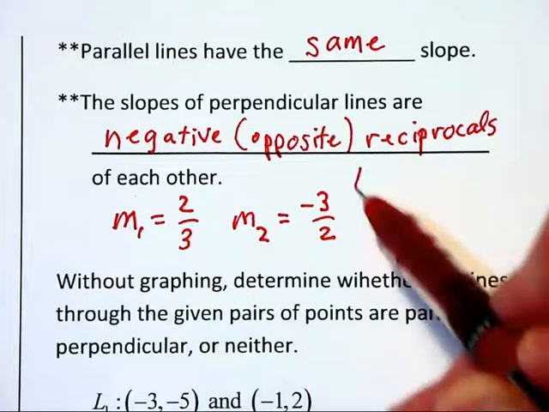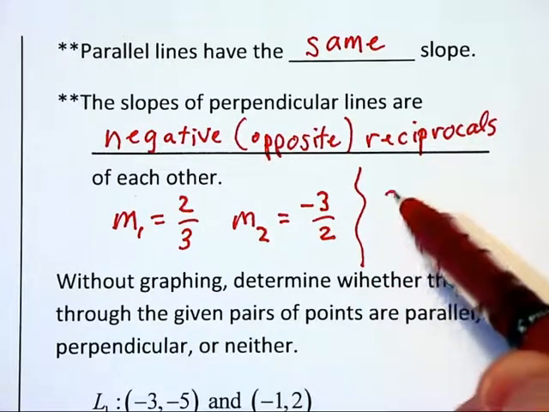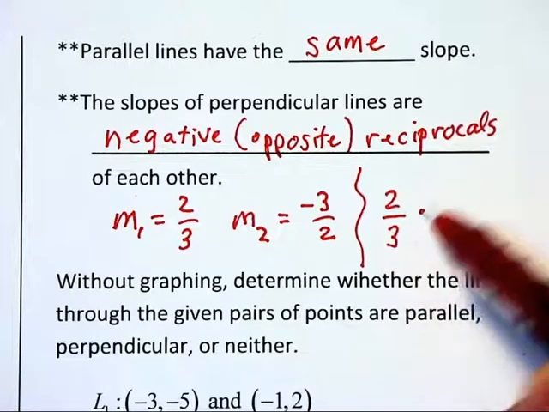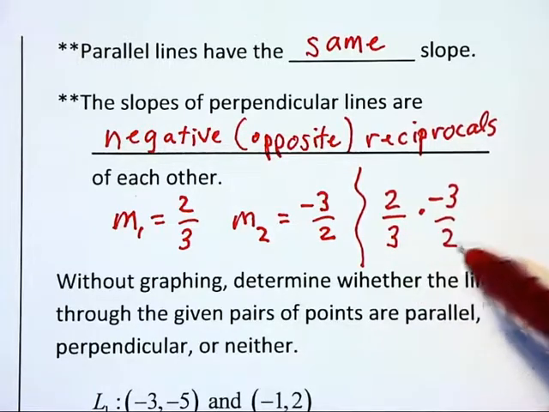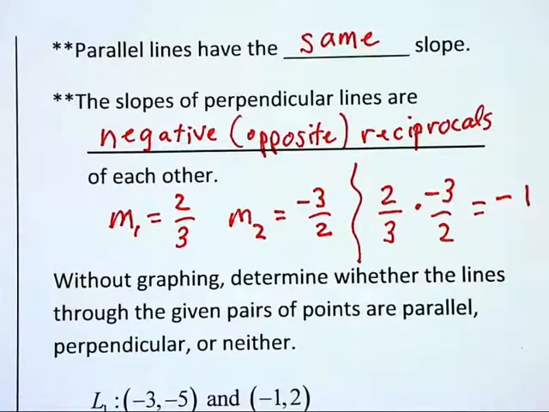It is also a property of perpendicular slopes that their product is -1. Notice if I multiply 2/3 times -3/2, the 3's cancel, the 2's cancel, and you are left with -1. So that is another way to test for perpendicular slopes.